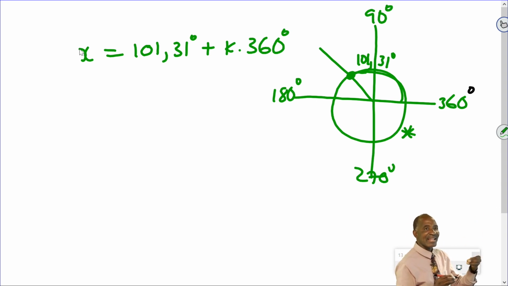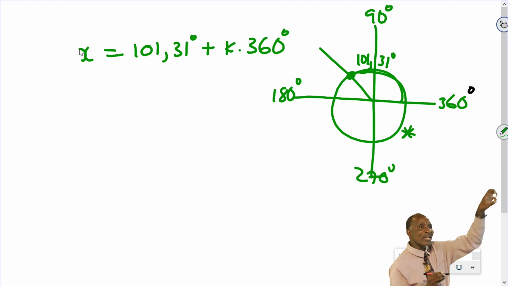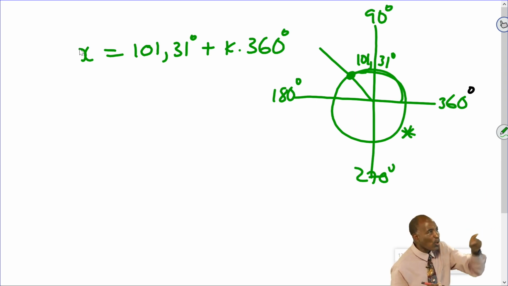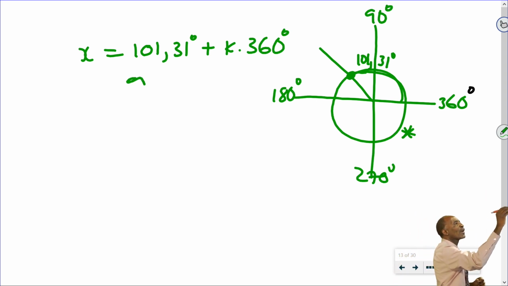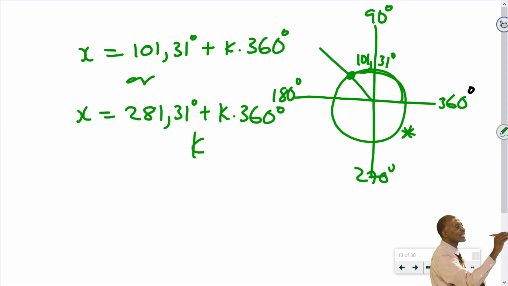So a turn can be answered with 360 degrees, whereby you are generating angles from the same quadrant, using 101 to generate angles only from 101. Then you go to the fourth quadrant, where our x is 281.31 degrees plus k times 360 degrees, for k in both cases elements of integers.